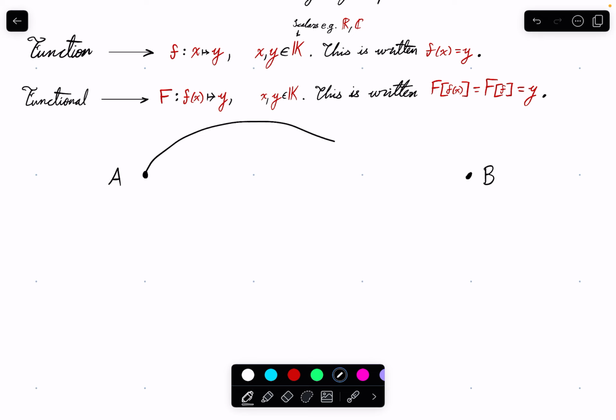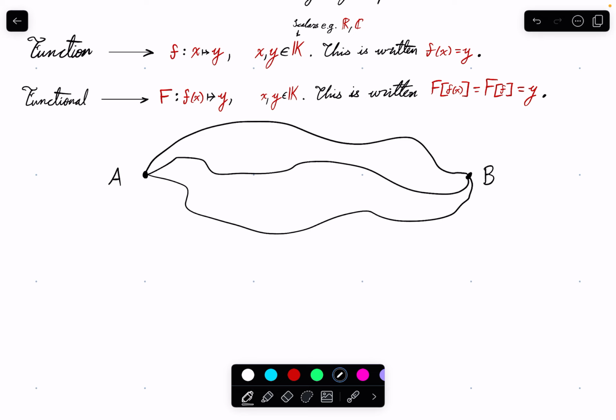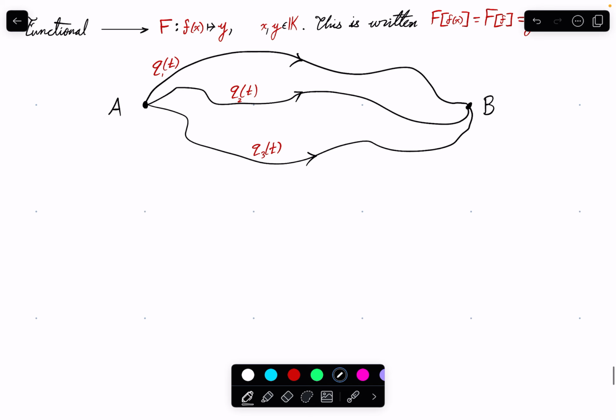So you can imagine you get a path that goes like this, a path that goes like that, and maybe a path that goes like this. We typically call this path q of t, and we say it depends on time. This will be q1 of t, this q2, then q3 of t. And of course they're going in this direction. So say we want to find the most efficient way. Well, there exist 3 paths.